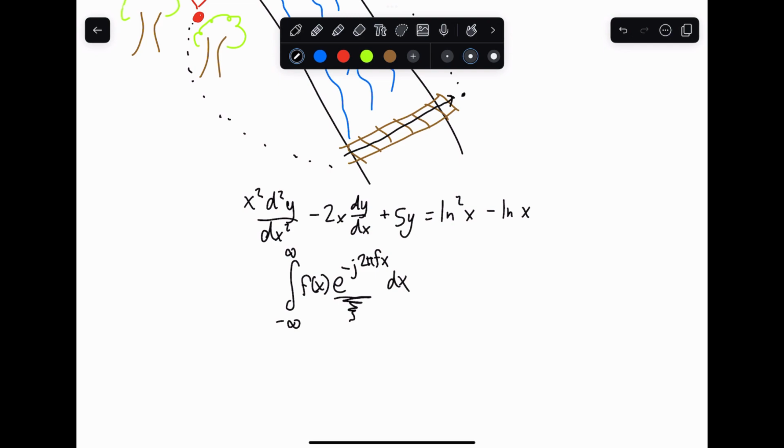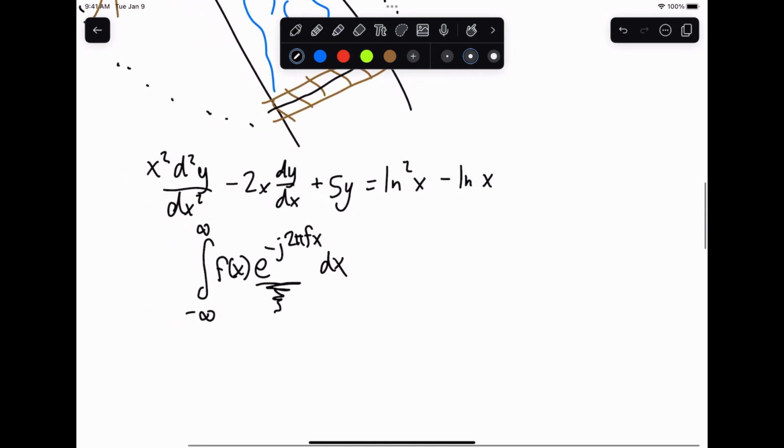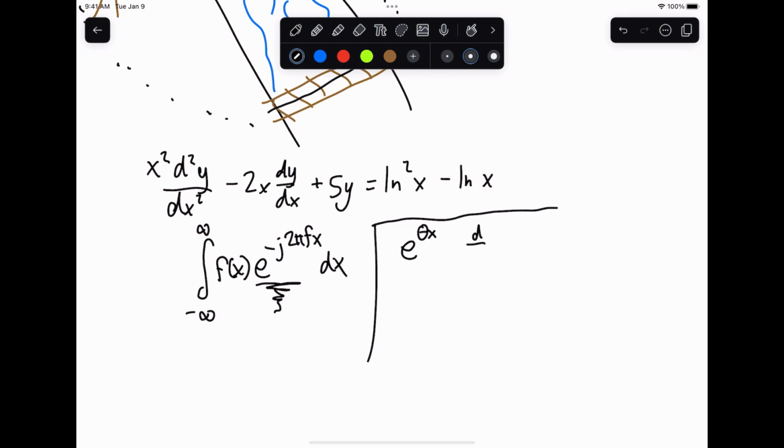Now, what's so special about the complex exponential? Well, let's take a moment to think about what's going on. The function e to the theta x is a very special type of function. When I hit it with the derivative, d/dx, what do I get? I get theta times e to the theta x. And when I take an integral, what do I get? I get 1 over theta times e to the theta x.